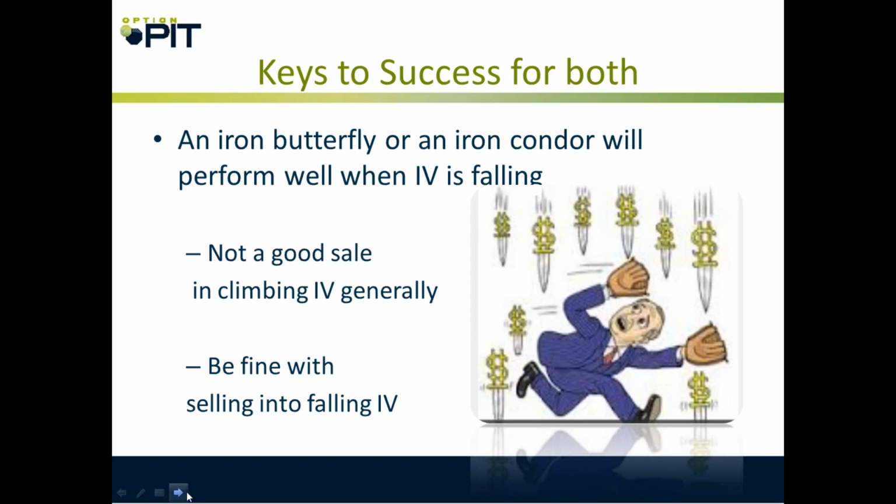So an iron butterfly or an iron condor will perform well when implied vol is falling. So you're looking for falling implied volatility. It is a terrible sale when implied volatility is climbing. Butterflies in particular are not a trade that you are looking to do when implied volatility is climbing. You can maybe get away with an iron condor. But I love selling butterflies into falling implied volatility, when implied volatility and realized volatility are trending down.